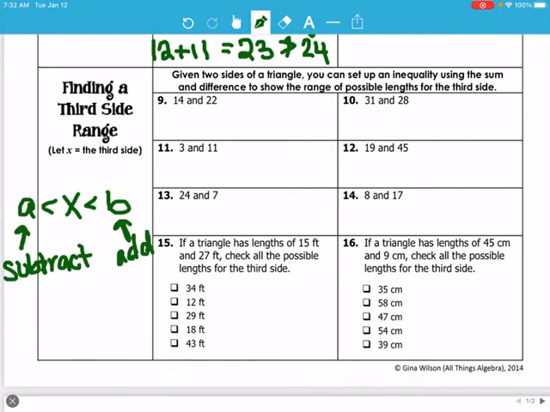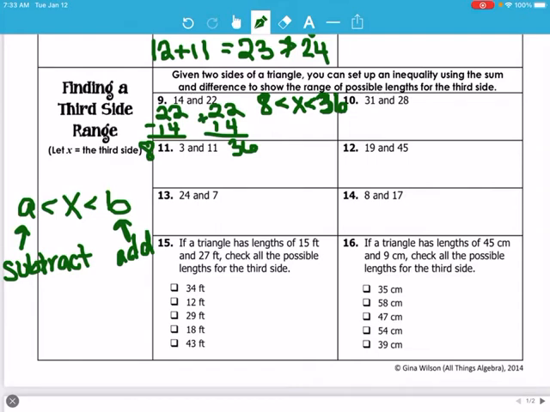So for example, in 9 and 14, first thing I want to do is subtract. So 22 minus 14. We'll get an answer. Second thing I want to do is I want to add 22 plus 14, okay? Let's get our two answers. When I subtract, I should get 8. When I add, I should get 36. And I'm literally just going to plug into that inequality. Instead of the letter A, I'm going to put the number 8 is less than X, which is less than the number 36 instead of B. And that is all you have to do. You subtract, put your answer on the left. You add, put your answer on the right.